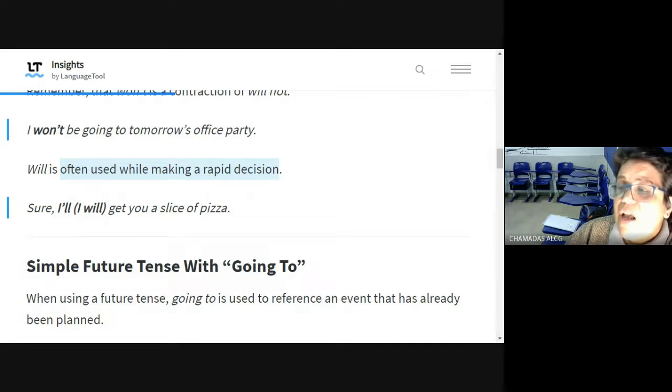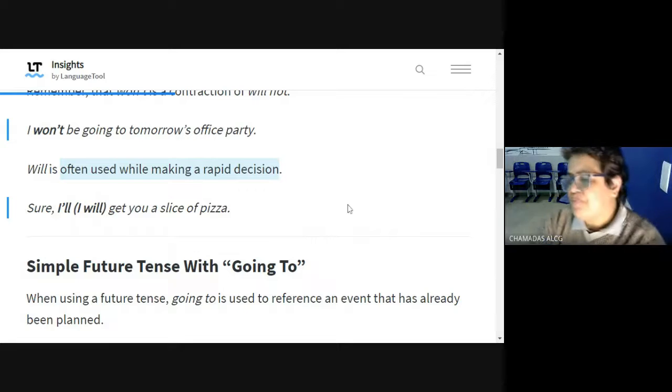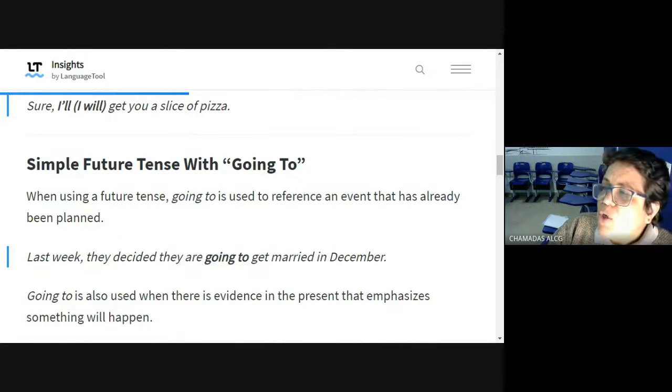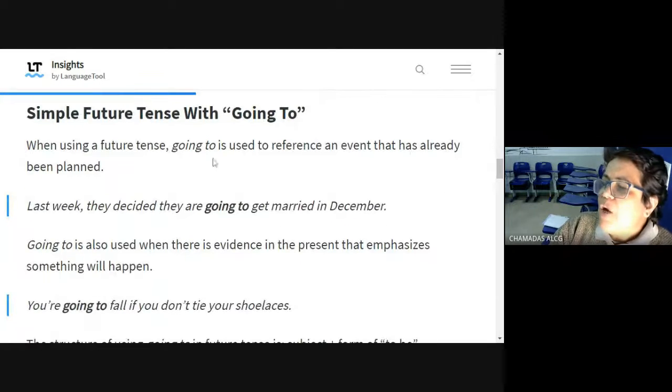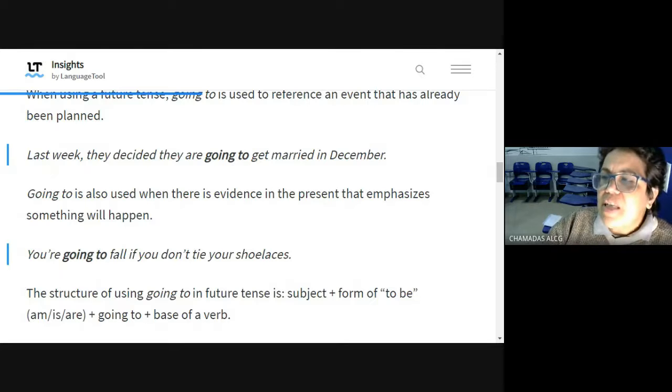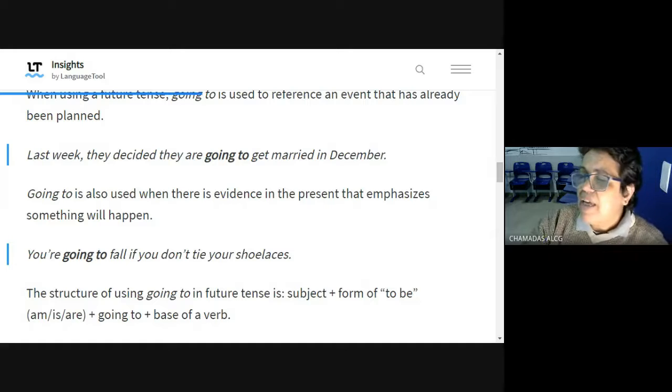Example, oh sure, I'll get you a slice of pizza. Okay, guys. On the other hand, going to we use when we are talking about an event that has already been planned before. So here, look, last week they decided they are going to get married in December. So this is something that is already planned, okay?